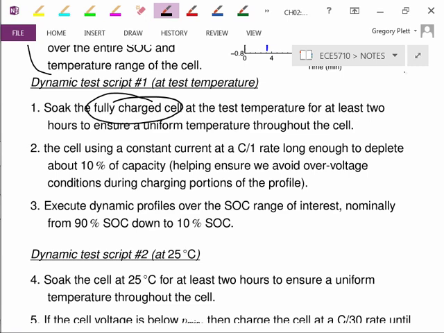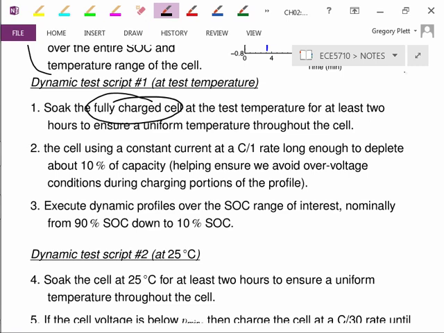If you need to have a model at the higher SOC and lower SOC ranges, you might consider having a scaled version of this profile in those areas that is a little bit smaller, that again tries to avoid over voltage and under voltage, but still gives you some data in the SOC range that you want to model.